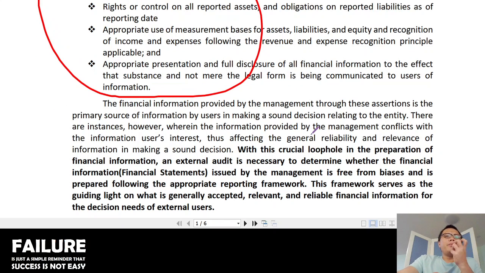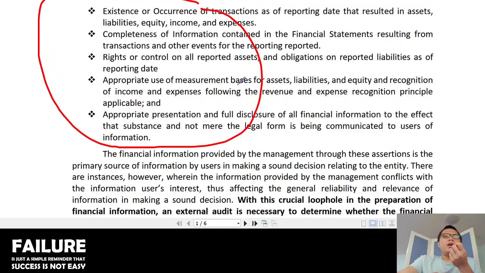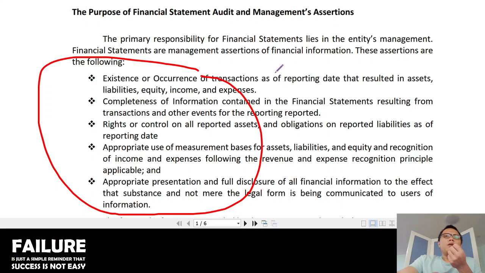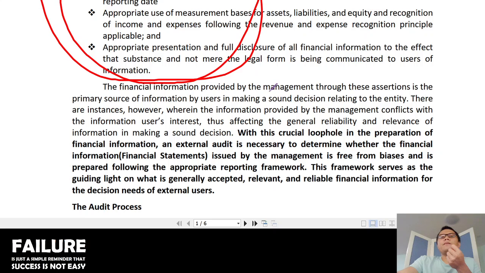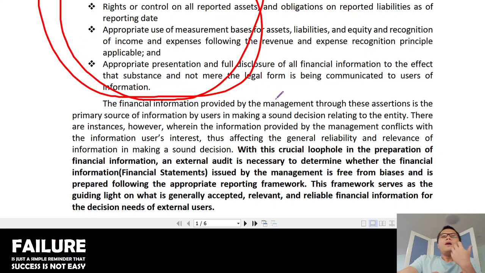So, ano ang gagawin ng independent third party? I-check niya ngayon ang financial statement kung totoo nga ba na itong mga assertions na ito ay talagang nangyari or it was fairly presented. Okay? It was fairly presented. Para somehow, ang mga users of information ay kampante talaga sa financial information kasi nga nakita at na-check ng isang independent third party. Okay?